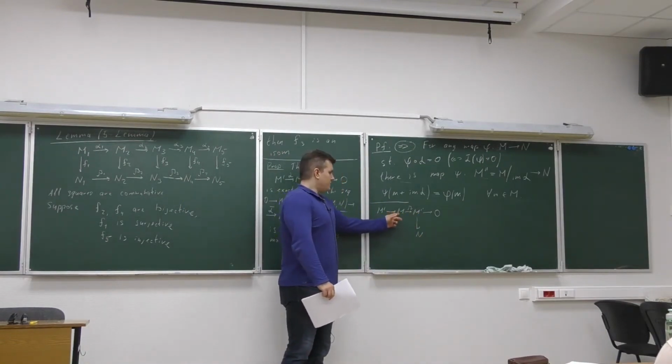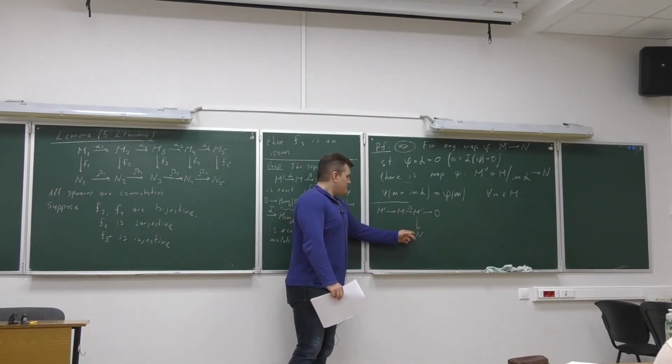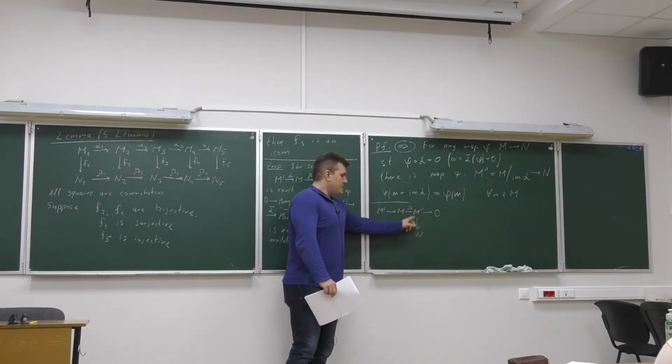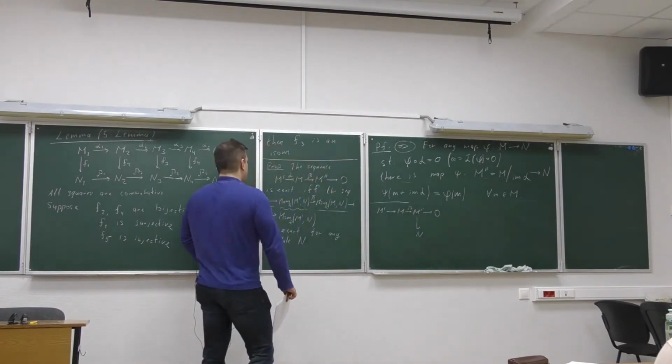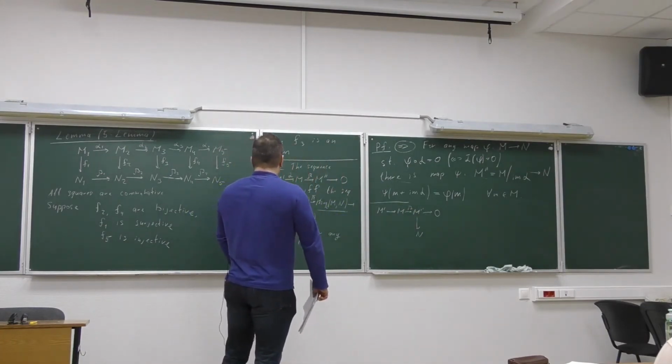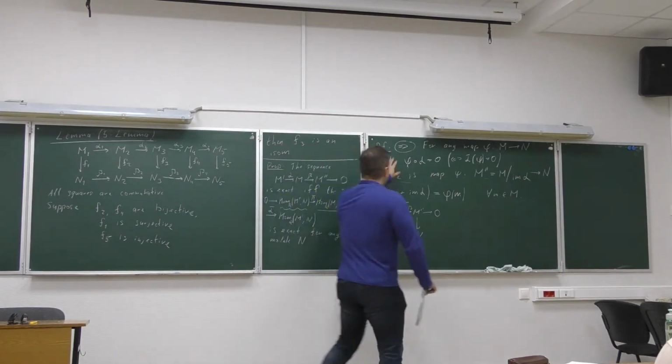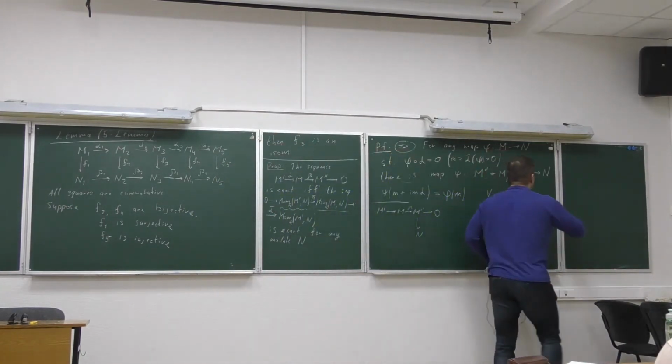If you take a composition of a surjective map and some map, and you know that this composition is 0, this is only possible if the given map is 0, since the beta is surjective. So we have exactness at these two terms, and that's exactly what we need to finish the proof in one direction. Now let's go the other direction.